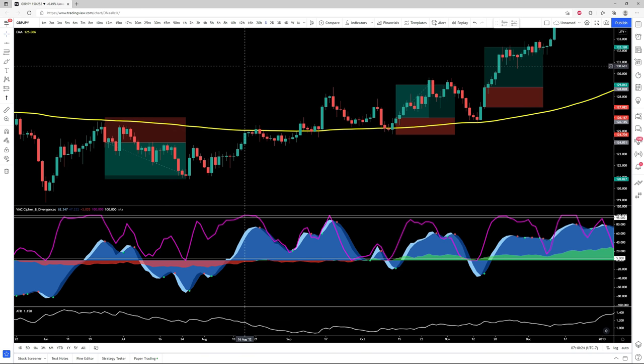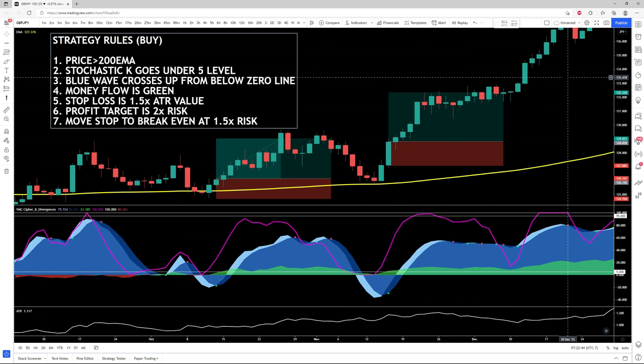Now let's get into the step-by-step breakdown of the rules. Now, here are the rules that I'm going to be testing. First, for a buy position, you need to have price over the 200 EMA when the trade is entered.